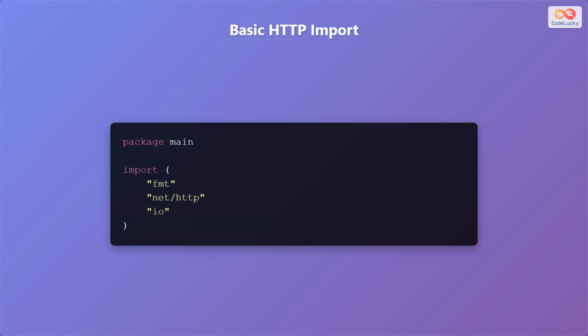To get started, you'll need to import the necessary packages from Go's standard library. First, we have the fmt package, which is used for formatted input and output. Then we have the net/http package, which provides the core HTTP client and server functionalities. And lastly, we have the io package, which provides basic input and output primitives. These packages are essential for making HTTP requests and handling responses in Go.